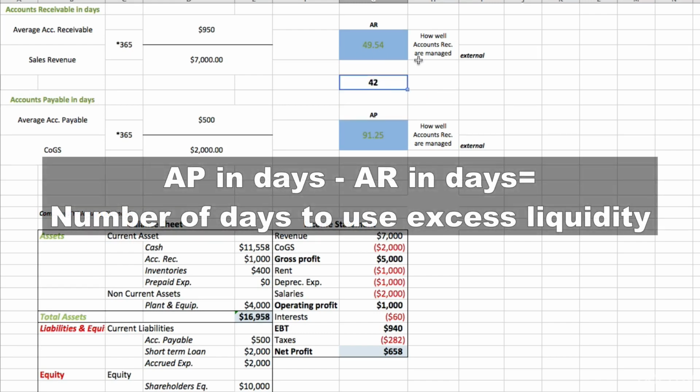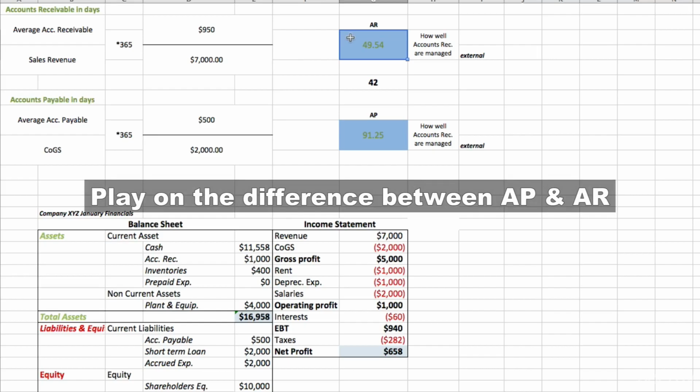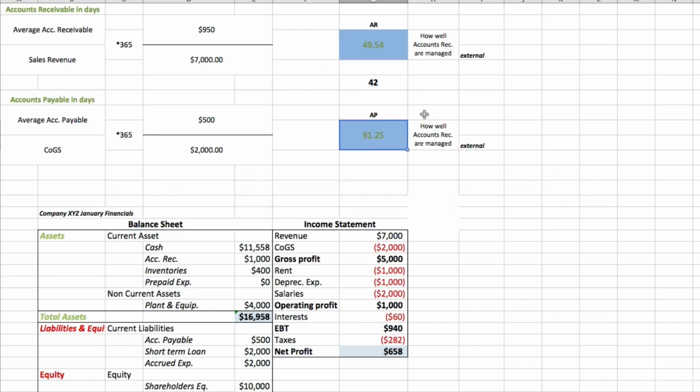What does it mean? It means that our customers pay faster compared to the payments that we make to our suppliers. Therefore, we have additional liquidity that we can use for the business operations. And when you are able to play on the difference between the accounts receivable and the accounts payable, when your accounts receivable in days are lower compared to your accounts payable in days, this is good for the company, also because this excess liquidity is free.